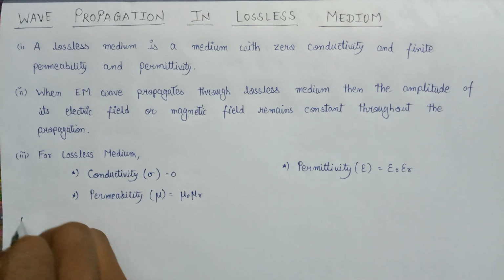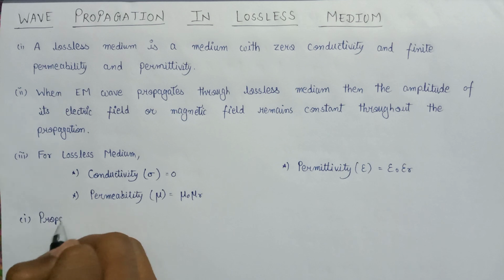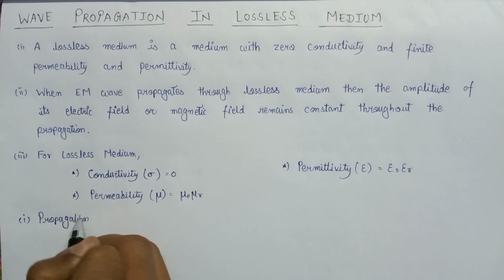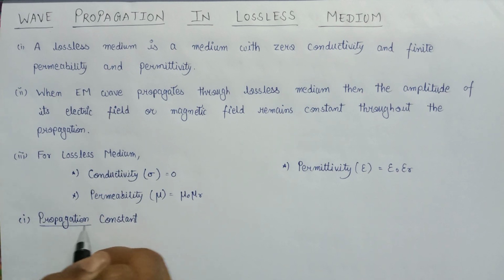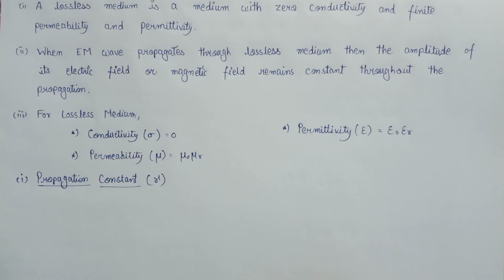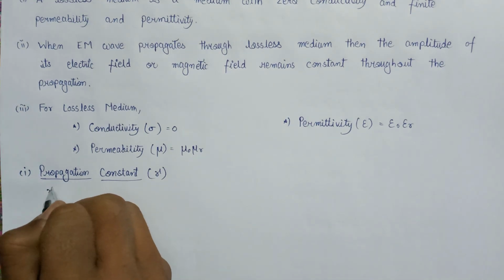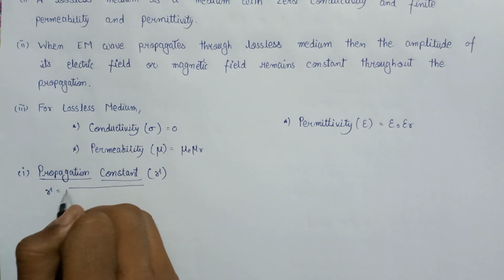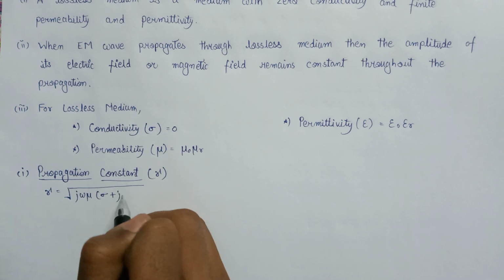So the first factor is propagation constant. Propagation constant can also be represented by the symbol gamma. In the derivation of plane wave, we have discussed the value of propagation constant as gamma equal to under the root j omega mu sigma plus j omega epsilon.